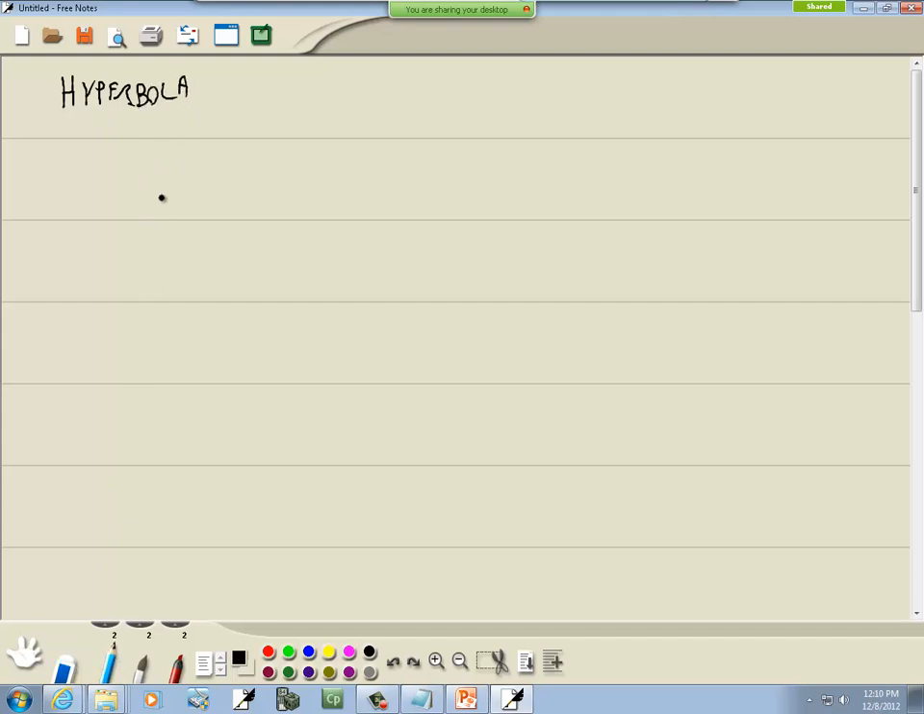So hyperbola. That's where you have a graph that, assuming I could draw it a little bit better, looks like this. And then one over here looks like this. And we'll hopefully see a little bit better pictures of this than what I'm showing.